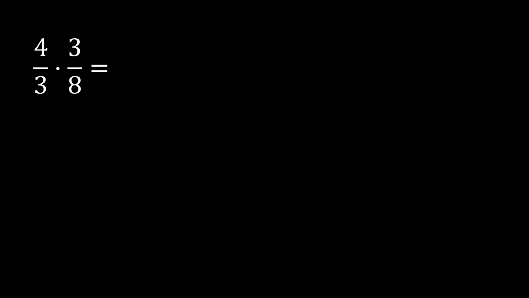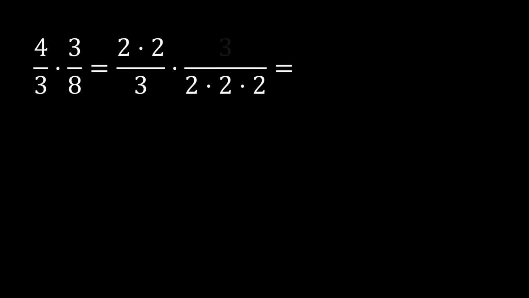That's 4/3 times 3/8. To avoid multiplying with larger numbers, break the numbers into their prime factors, or simply into smaller numbers. This is an essential skill in simplifying fractions and making calculations easier. 3 stays the same, and 4 becomes 2 times 2. 8 becomes 2 times 2 times 2, and 3 stays the same. So we rewrite the fractions using their factors.